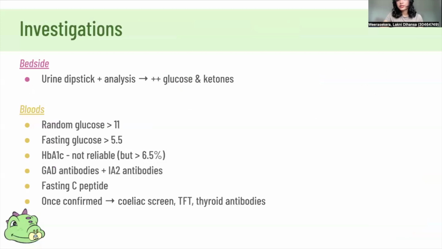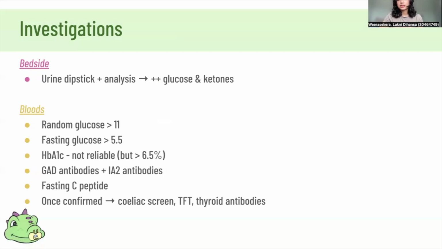Just in terms of type 1 diabetes in general, your investigations. At the bedside, you can do your urine dipstick and urinalysis, and you may see ketones and high glucose. In terms of the blood, it's important that you know the values and the cutoff ranges. A random glucose greater than 11, fasting glucose greater than 5.5. HbA1c, although we use it a lot in adults, tends to be less reliable in kids, especially if it's the first presentation. But if you do it, values greater than 6.5% tend to raise alarms.